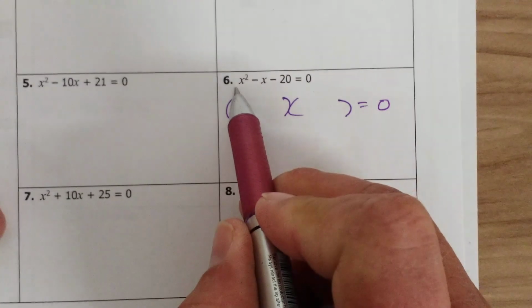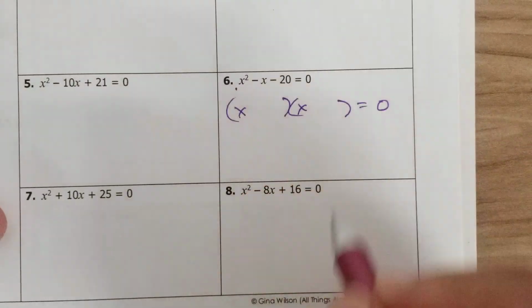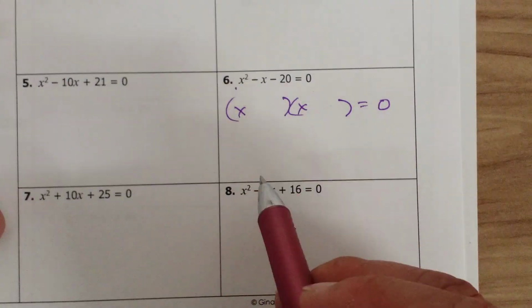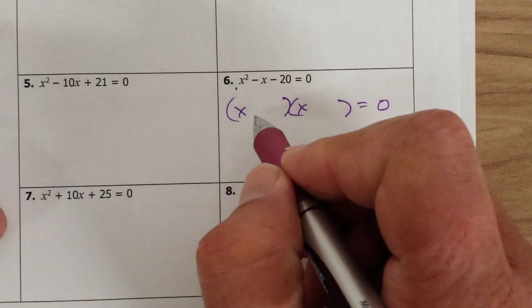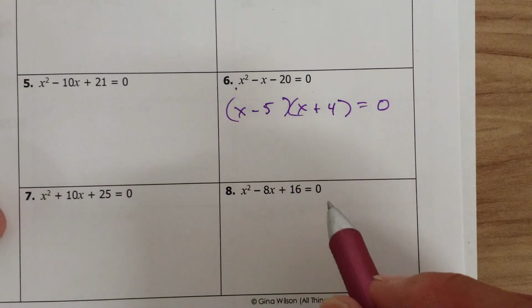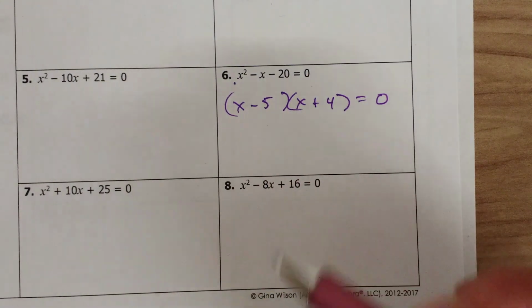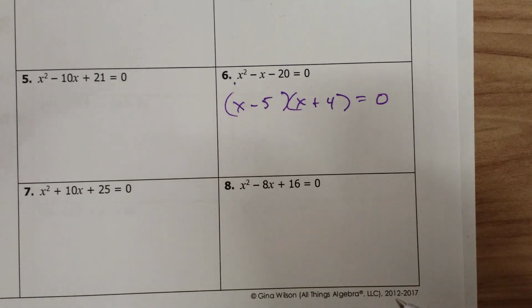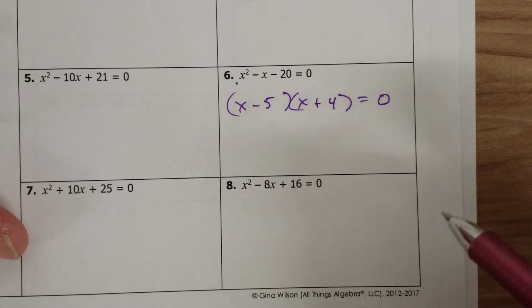This is a 1a trinomial, so I'm going to split the x's. Numbers that multiply to give you negative 20 that add up to be negative 1 would be negative 5 and positive 4. Those multiply to give you negative 20, and they add up to be negative 1. Now, some students are going to be tempted to stop here, but in this one, we are factoring, but we're not just factoring. We're trying to solve this equation for x.